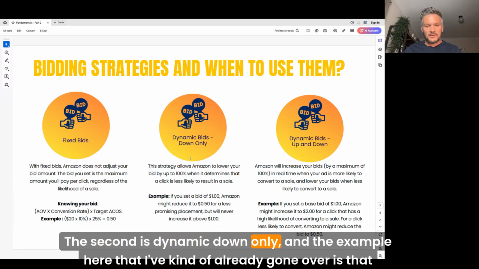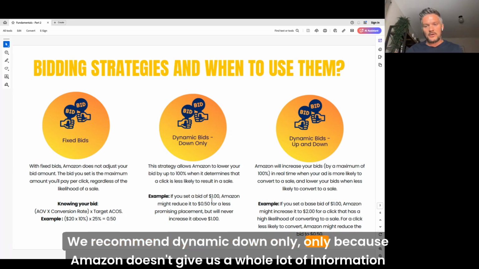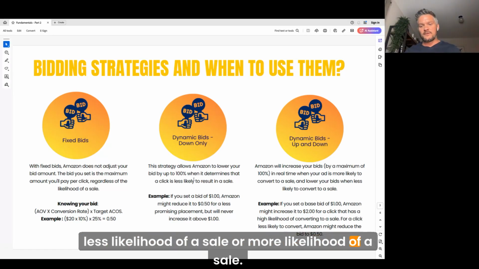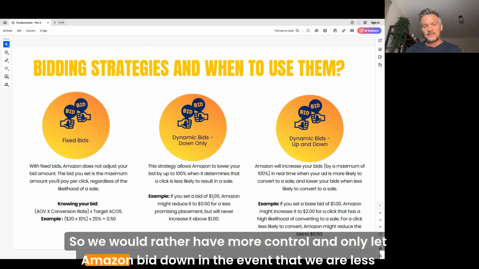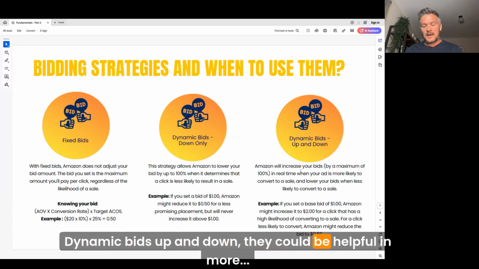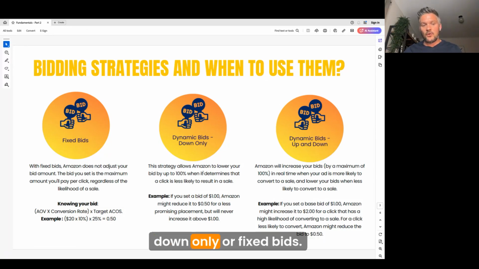The second is dynamic down only. And the example here that I've already gone over is that it's the more risk averse option. We recommend dynamic down only because Amazon doesn't give us a whole lot of information on what the criteria is for the less likelihood of a sale or more likelihood of a sale. So we would rather have more control and only let Amazon bid down in the event that we are less likely to get a sale. Dynamic bids up and down could be helpful in more high traffic situations like peak events, but we would prefer to control base bid and use dynamic down only or fixed bids.